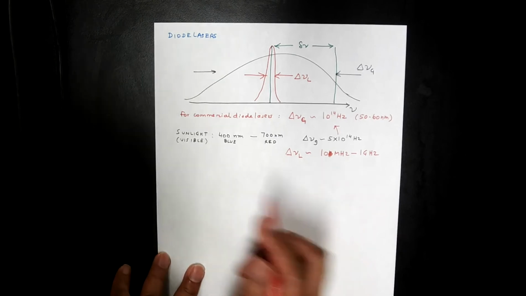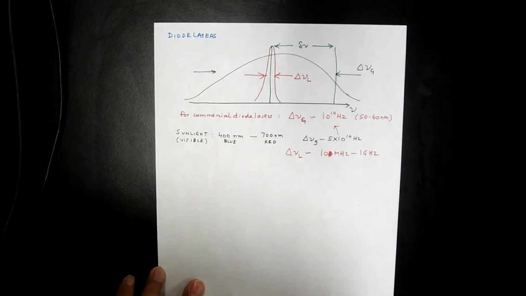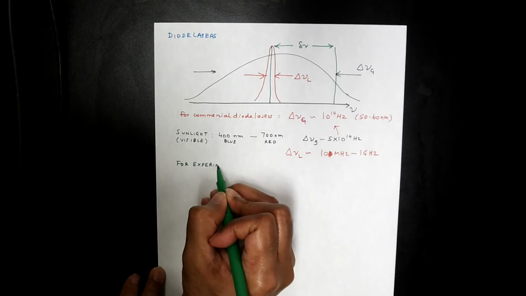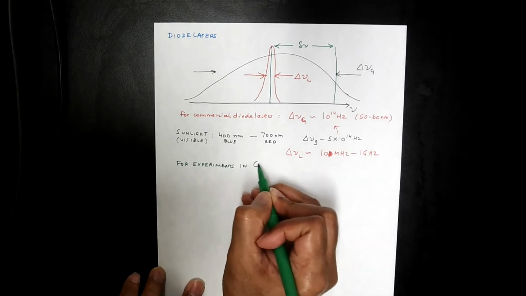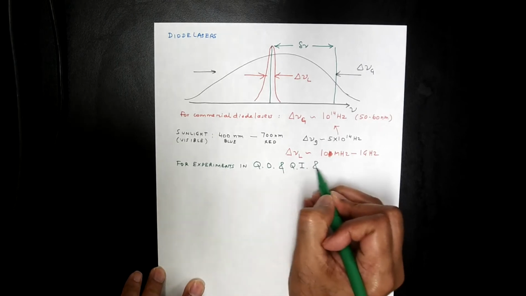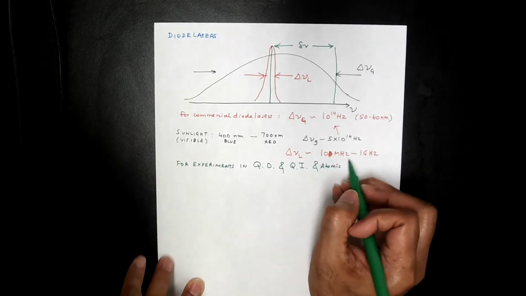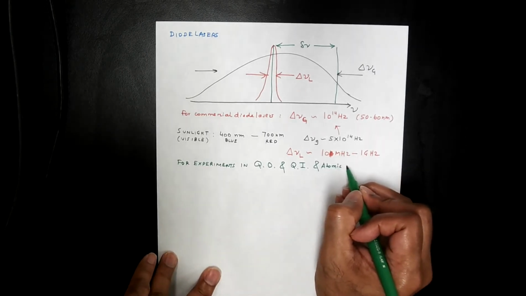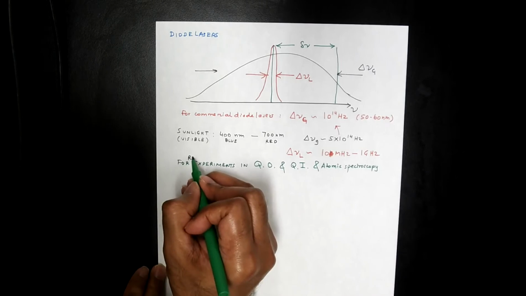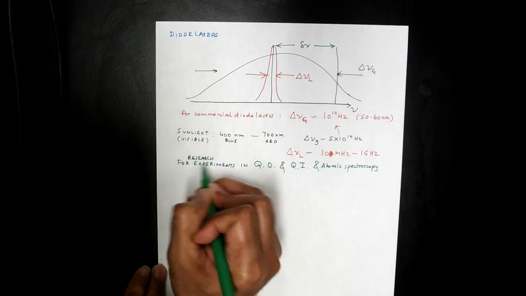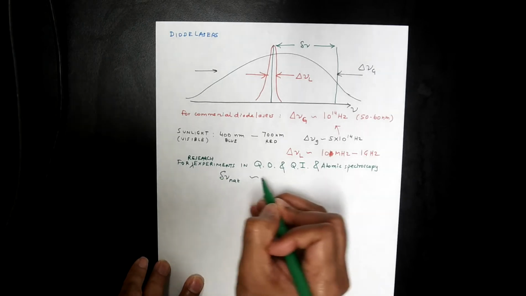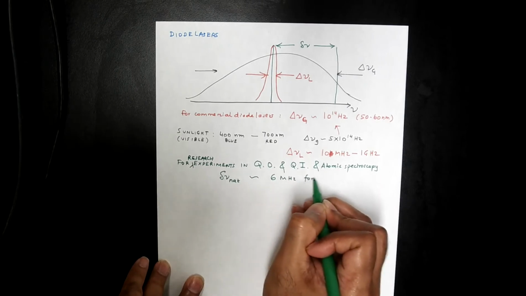But you remember that for experiments that we were planning, in fact in general for experiments in quantum optics, quantum information and atomic spectroscopy, for research experiments, the scale is set by the natural line width, and it's 6 megahertz for rubidium.